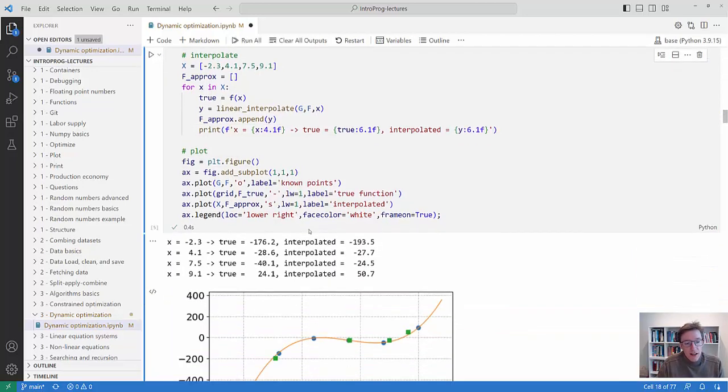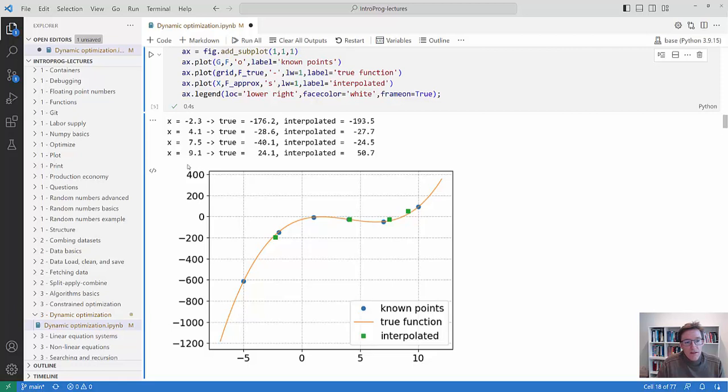So if we evaluate this, then we can see that for my various X values, the true values and the interpolated values are close. They're at least similar, in the same direction. And you also see that if you do the plot, then these squares are the interpolated values, the circles are the known points, and then I have the true function as the curve. And you can see that the squares are almost on the curve. If you look closely, you can see that they are on linear segments between the known points. So if we are very close to a point, then it's a good approximation, but if we are further away, then it's generally a worse approximation.